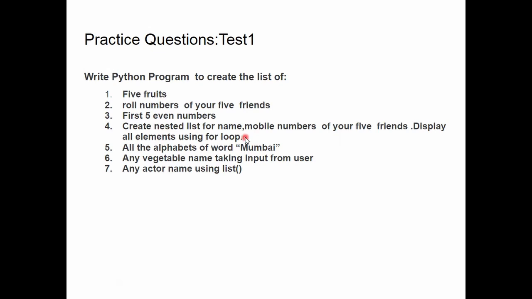We have already discussed how we are going to access individual elements of your nested list by using the nested for loop. Then all the alphabets of the word Mumbai. Each and every character should be stored separately, M will be the first character, U will be the second character, and so on. Then take any vegetable name: we are going to ask the user to enter the vegetable name. So which function you have to use, you have to remember.